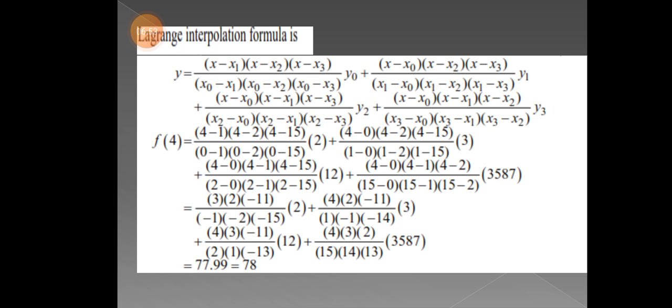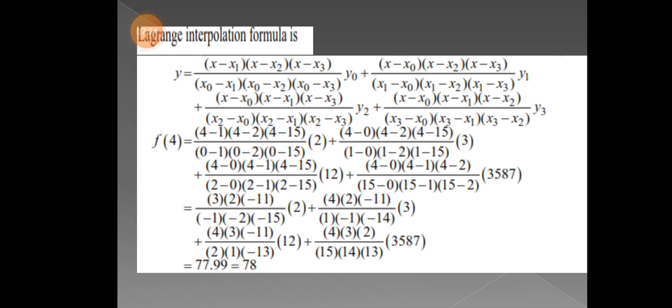I have already given the tabular columns: x naught value, x1 value, x3 value, etc. There I'm taking the values for x naught as 1, x1 as 2, and x3 as 15, and so on. In the bracket they have given 2, that is for y naught. And similarly for the next case, y2 is 3, y4 is 12, and y5 is 35, 87, which is given here.